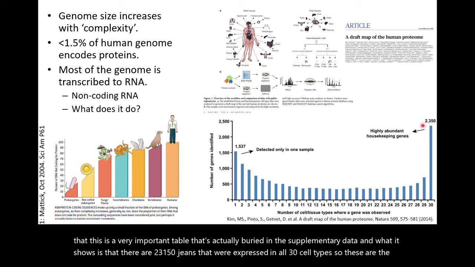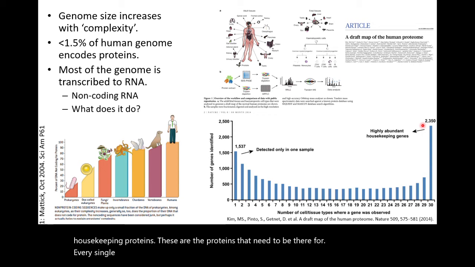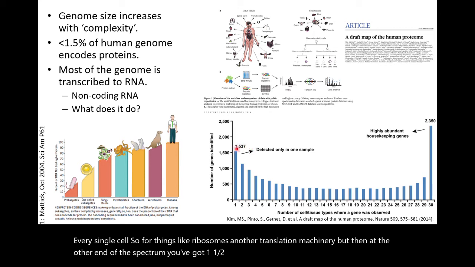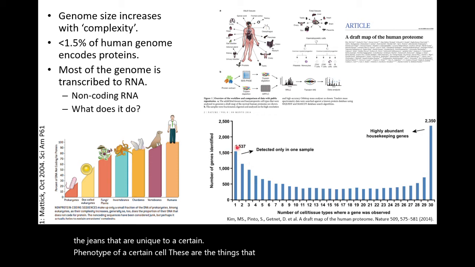These are the proteins that need to be there for every single cell, so for things like ribosomes and other translation machinery. But then at the other end of the spectrum, you've got 1,500 genes that are only found in a single cell type, or 1,000 or so that are only found in 2 cell types. It's down here. These are the genes that are unique to a certain phenotype of a certain cell. These are the things that make certain cells unique.